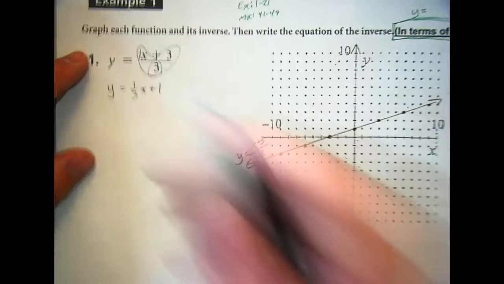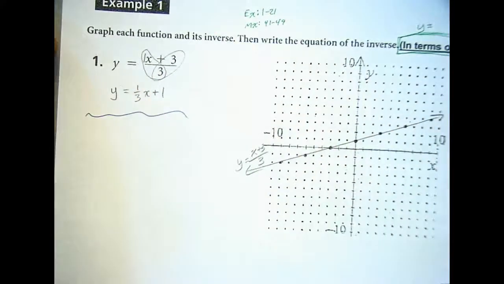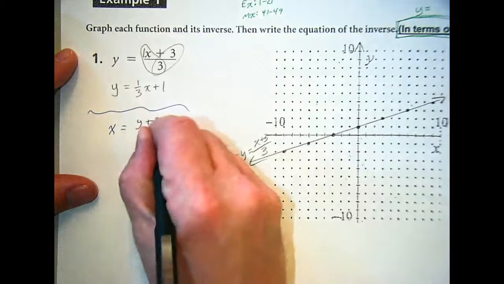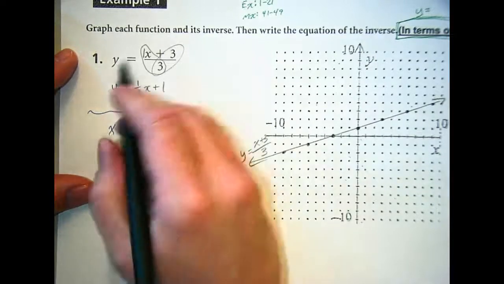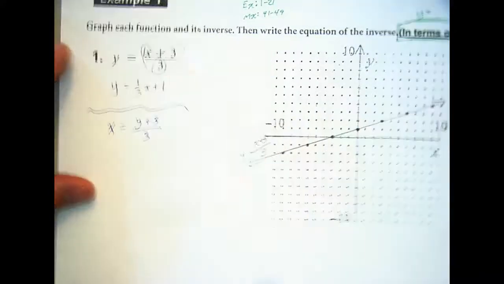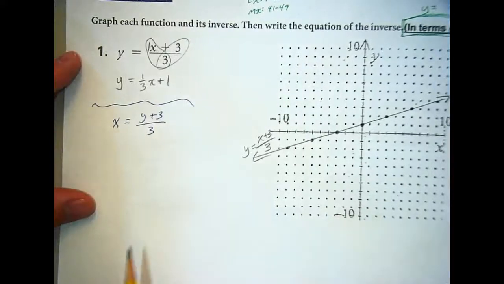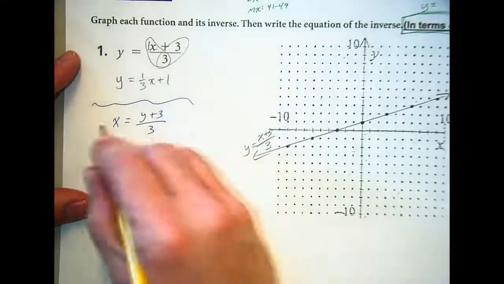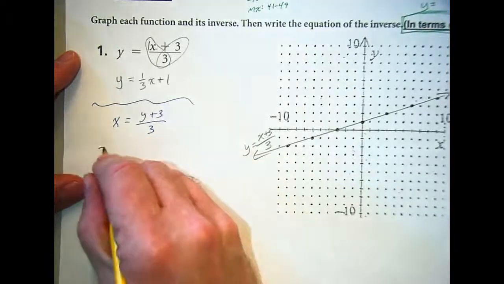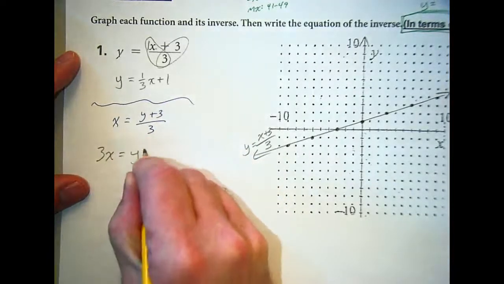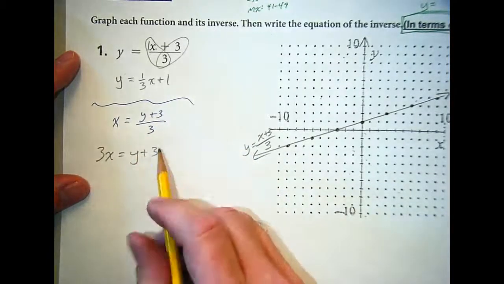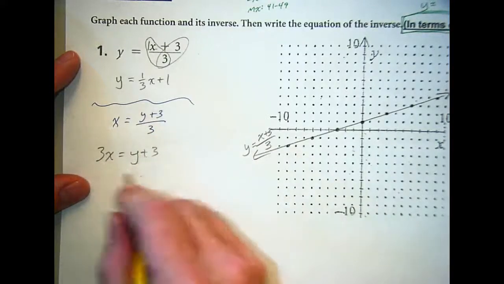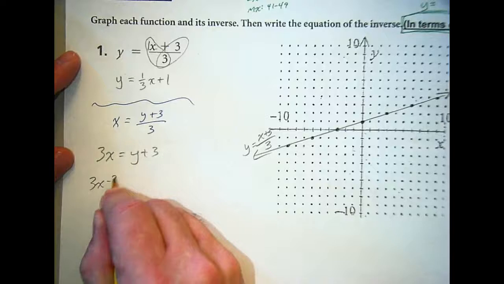Okay, inverse. How do we find the inverse? Switch x and y. So now we have x equals y plus 3 over 3. So we just switch, make that x, make that one y. And now we have to solve for y. First thing, to get rid of a fraction, multiply both sides by the denominator. So I now have 3x equals y plus 3. And then subtract 3. I have 3x minus 3 equals y.